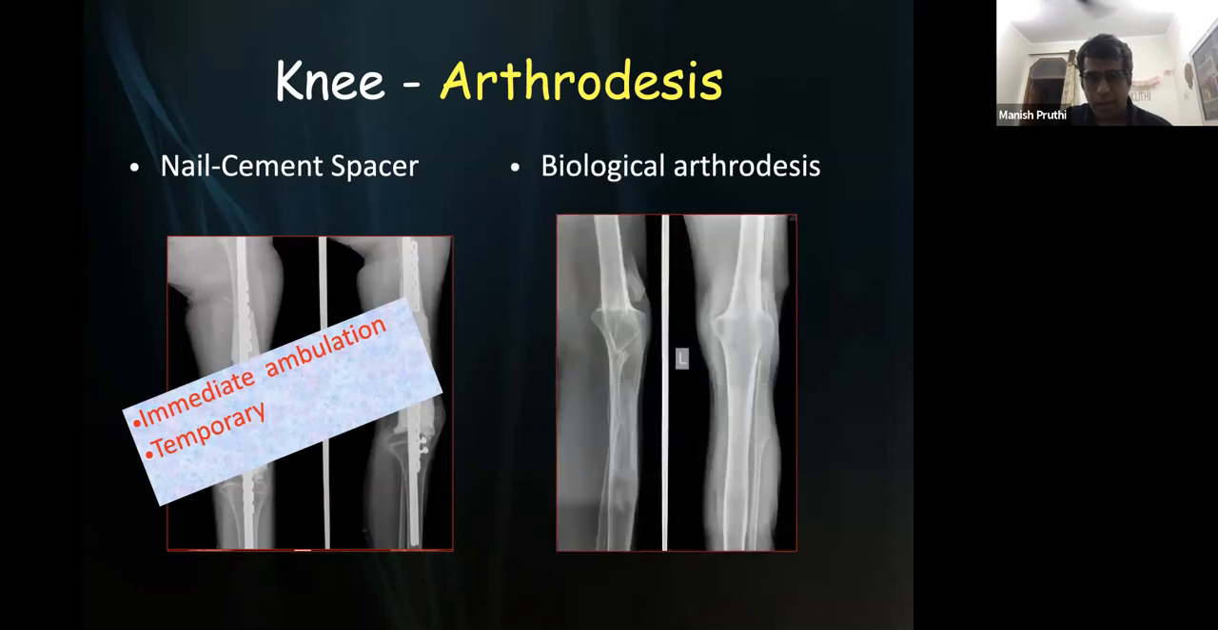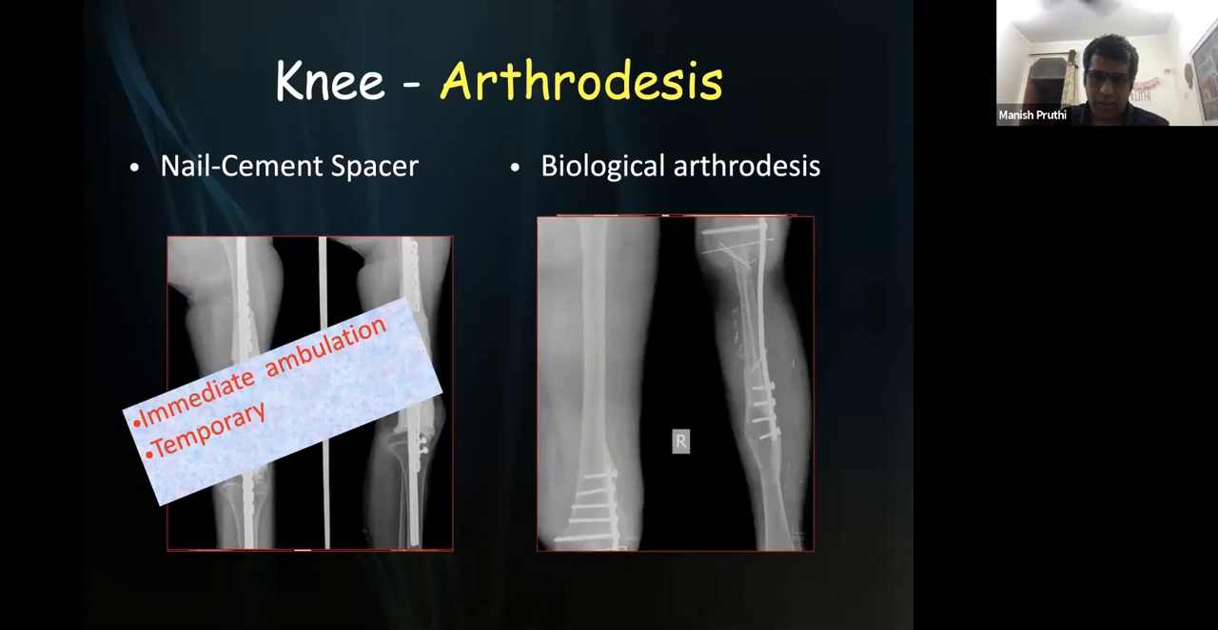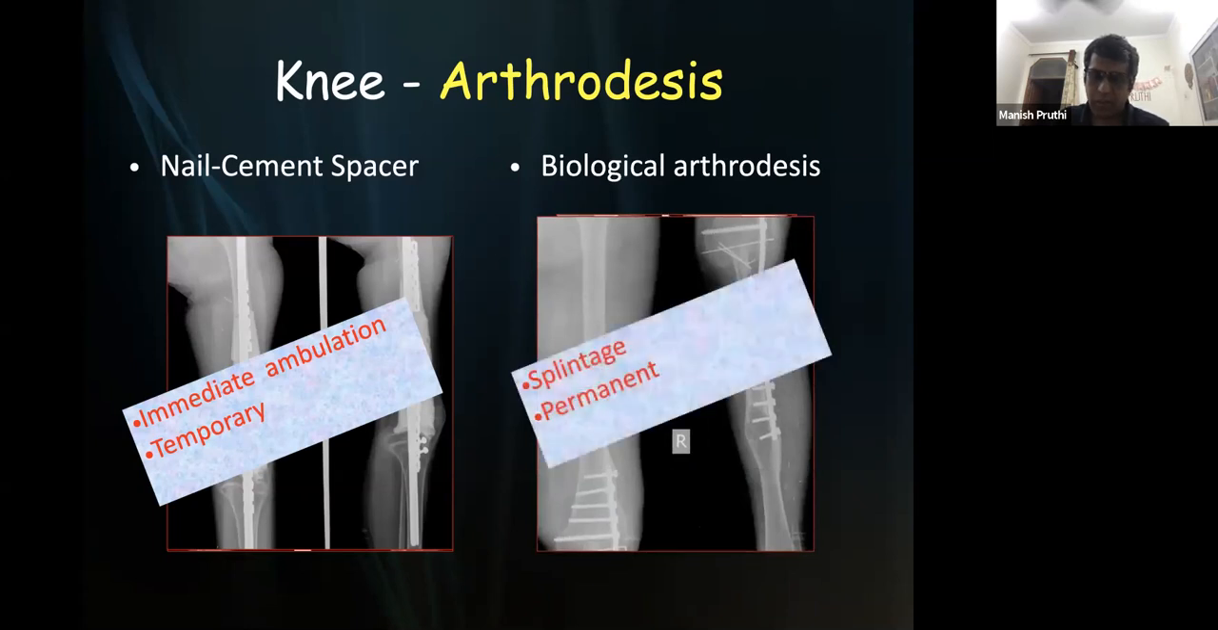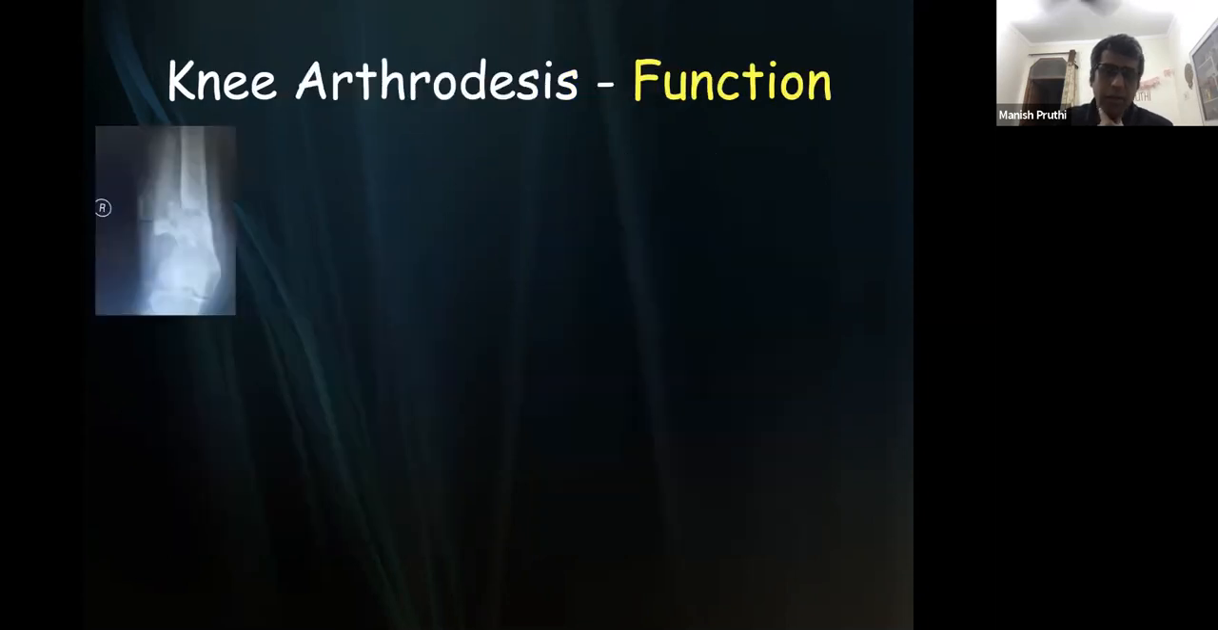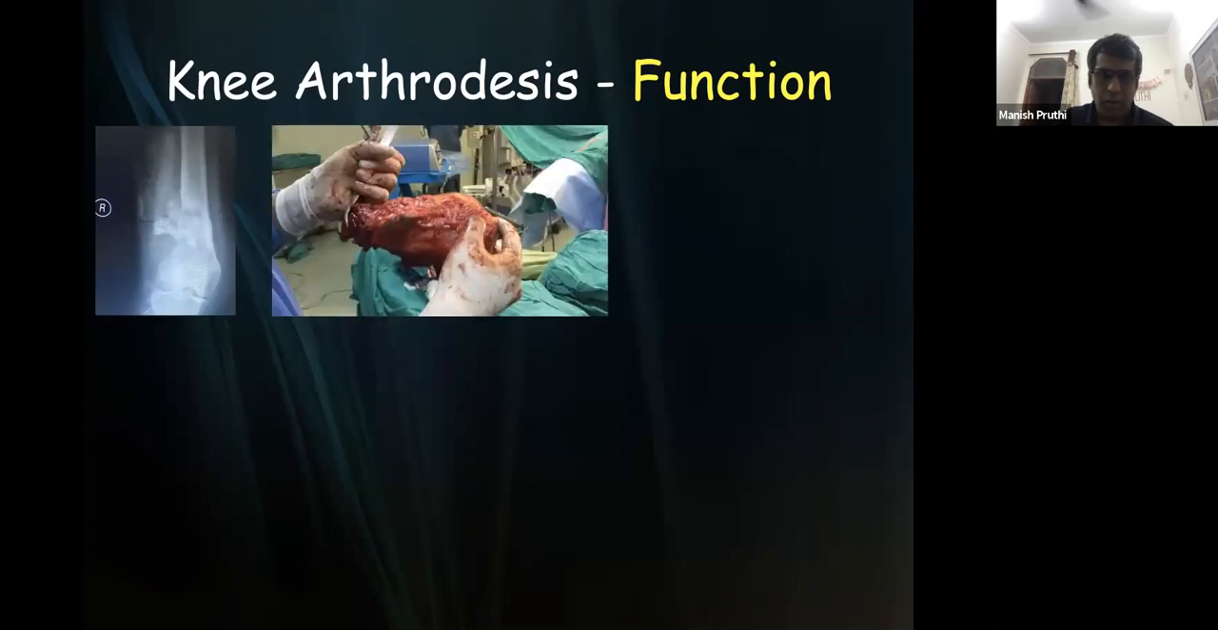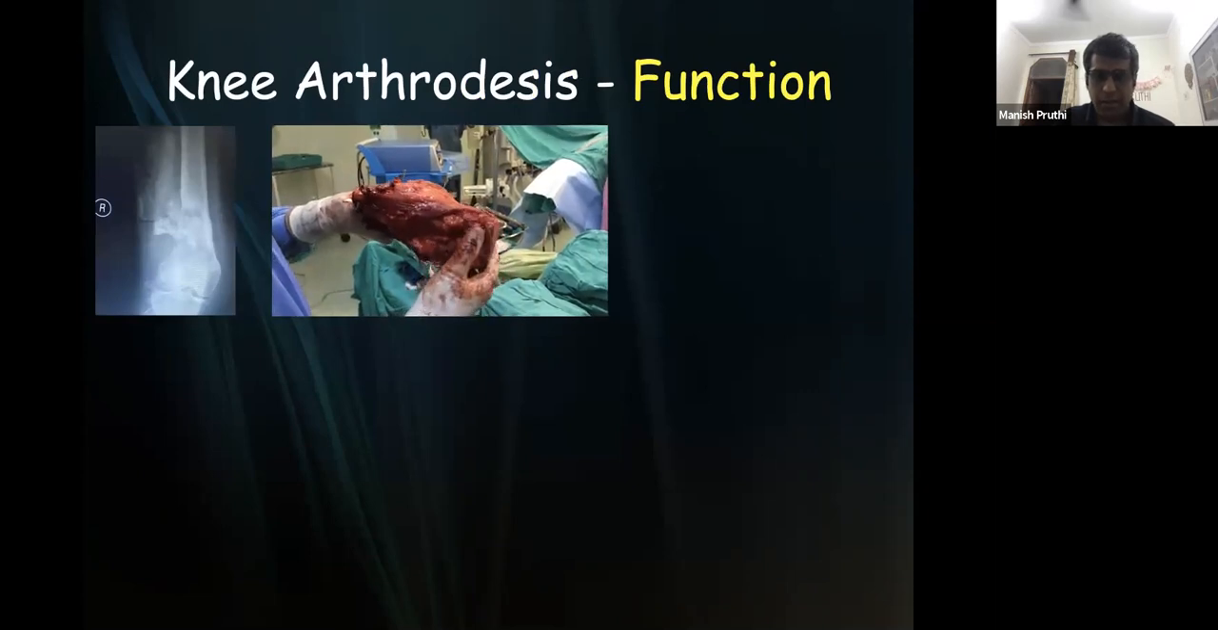Or we can do a biological arthrodesis using turnoplasty, where we shift one part of a bone to the other side, or using a free fibula. The advantage of doing a biological arthrodesis is that it is permanent, but the disadvantage is the patient requires splintage till the time the bone heals, which usually takes around 3 to 4 months. So this is a case of a biological arthrodesis that we did. This was an osteosarcoma with a pathological fracture which was intra-articular. So we had to do a complete extra-articular resection.